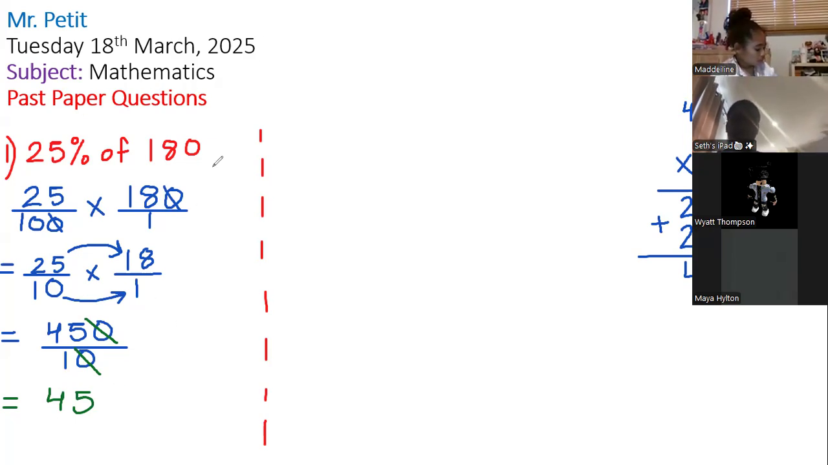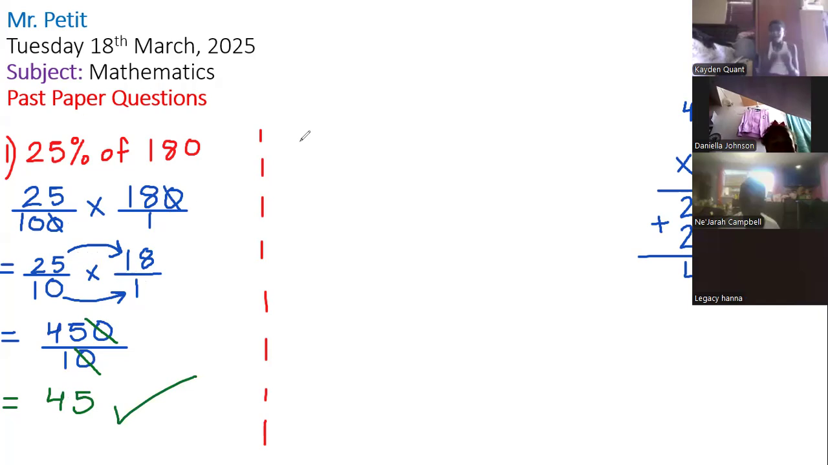So first we did 25 over 100 times 180 over 1. Then we cancel all the zeros. Then it turns to 25 over 10 times 18 over 1. Then when you multiply 25 times 18, it is 450. And then we cancel all the zeros, and we got 45. So the answer is 45. Very good, Seth.